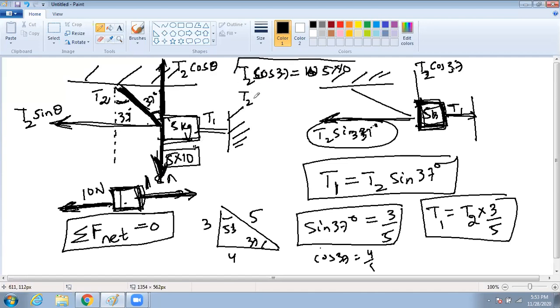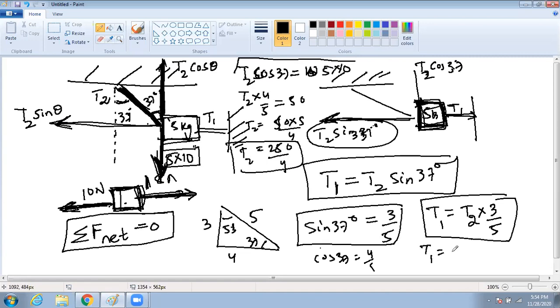So what is T2? T2 into 4 by 5 is equal to 50. So T2 is 50 into 5 by 4. Correct? Yes or no? So 250 by 4. So this is equal to T2. Now substitute the value here. What is T1? 250 by 4 into 3 by 5. So how much will it be? 150 by 4.